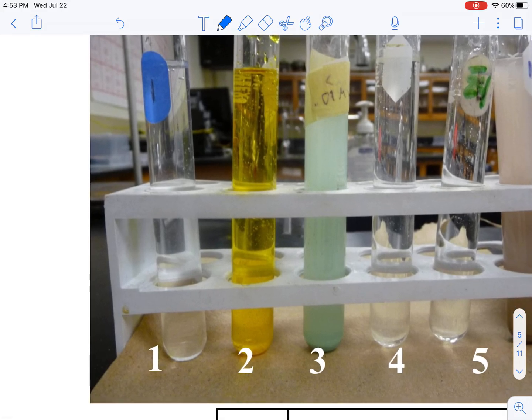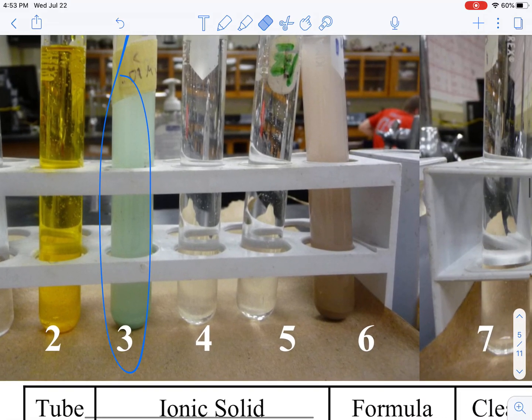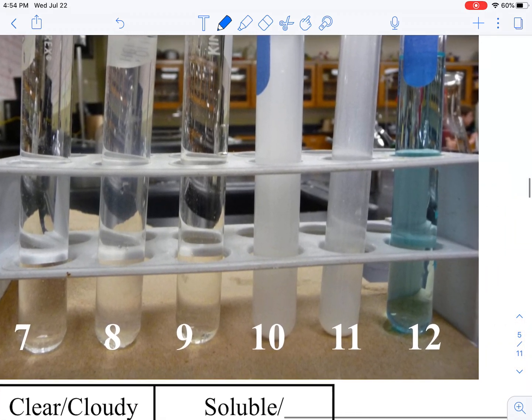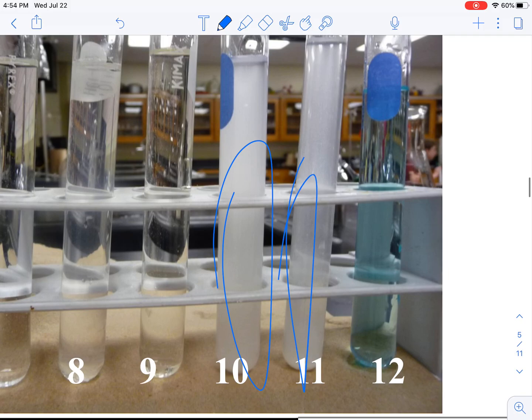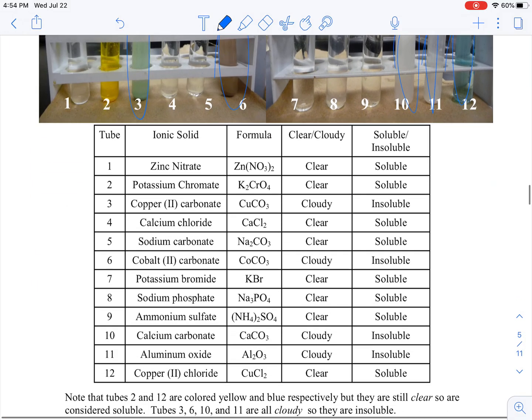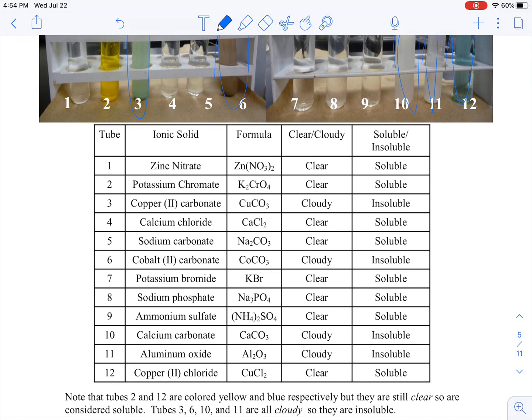Now, there's a couple of different things here. First of all, you'll notice that some of them are cloudy. So let's take a look here at number 3. Number 3 looks cloudy. Now, number 2 is yellow, but it's not cloudy. It's still clear, right? So I'm not talking about the color here. I don't care about the color. I care about whether or not you can see through it or not. The cloudy one here, number 3, is of interest to me. Number 6, also cloudy here. So this one here, also cloudy. And then here are numbers 10 and 11 and 12, also cloudy.